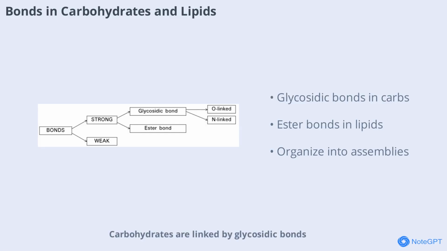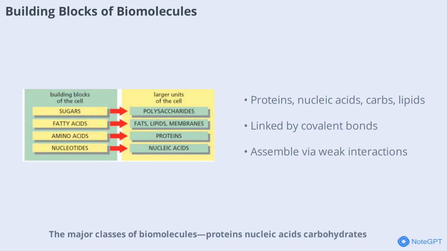Carbohydrates are linked by glycosidic bonds, while lipids are held together by ester and phosphoester bonds. These covalent bonds provide structural integrity, while weak interactions help organize these molecules into larger assemblies, such as cell walls and membranes. Major classes of biomolecules, proteins, nucleic acids, carbohydrates, and lipids, are built from smaller subunits linked by covalent bonds. These building blocks assemble into larger structures through both strong and weak interactions, enabling the complexity and diversity of life.